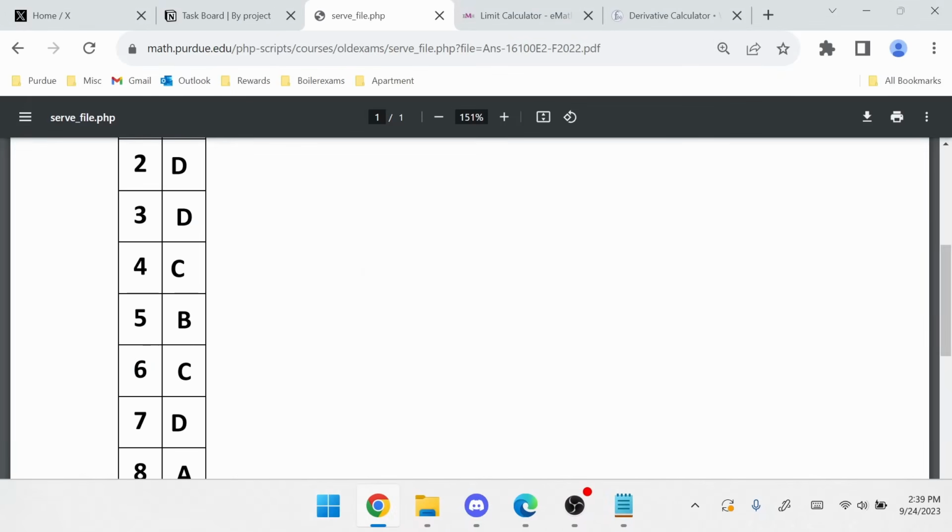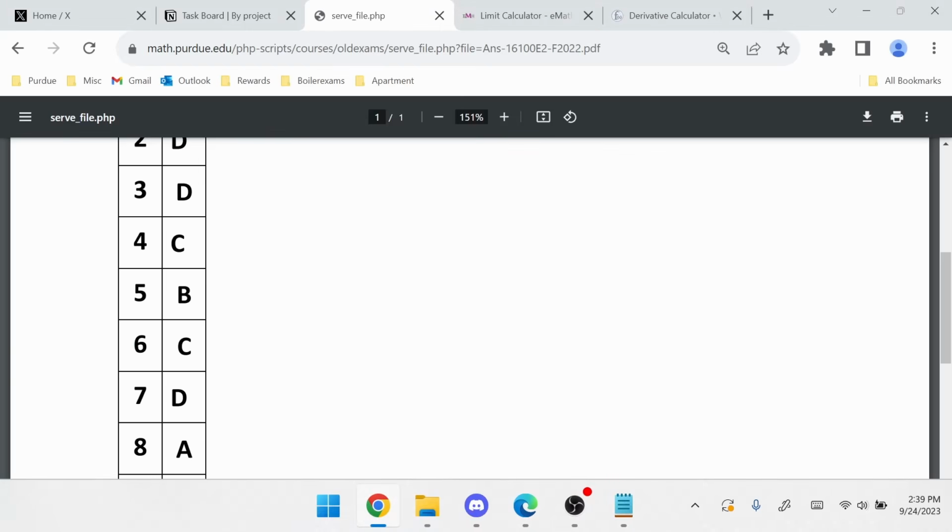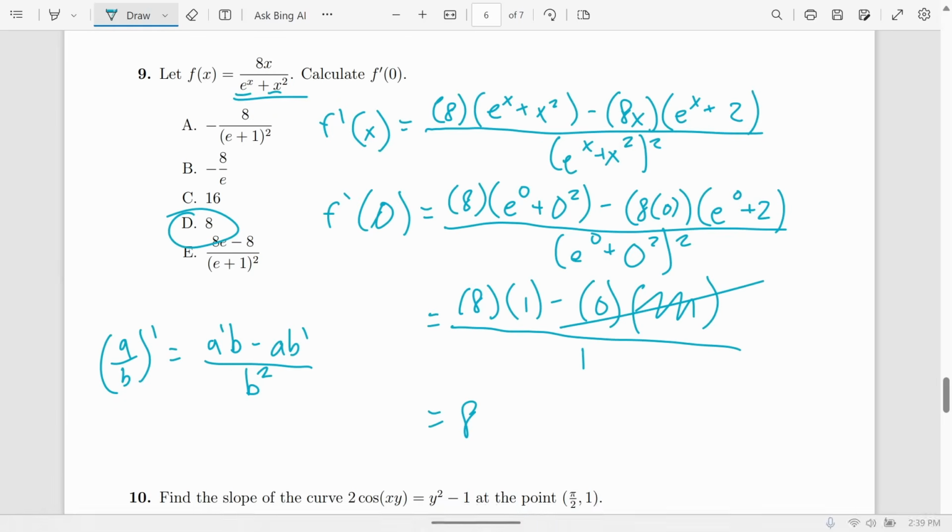Double check I got the right answer. 8, wait, which one are we on? 9. 9 is D. Okay, awesome.